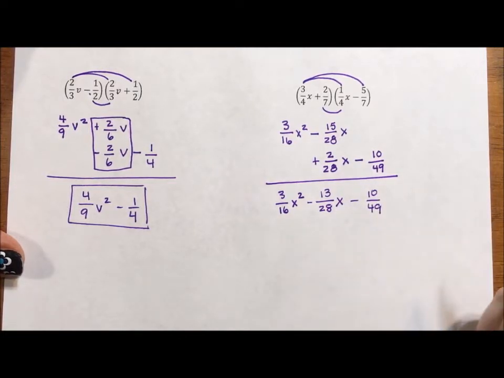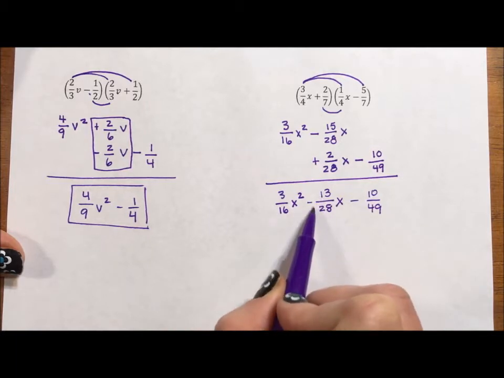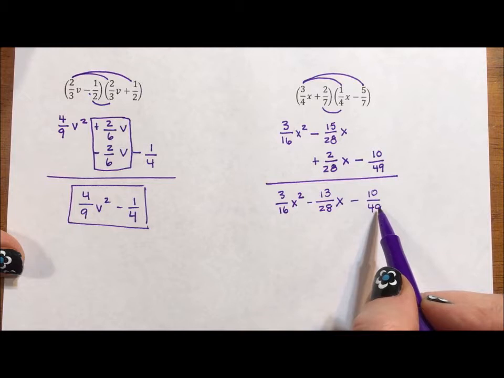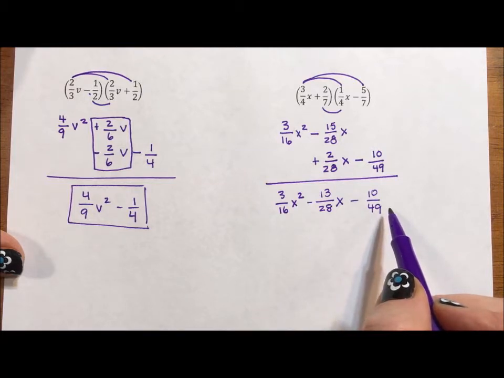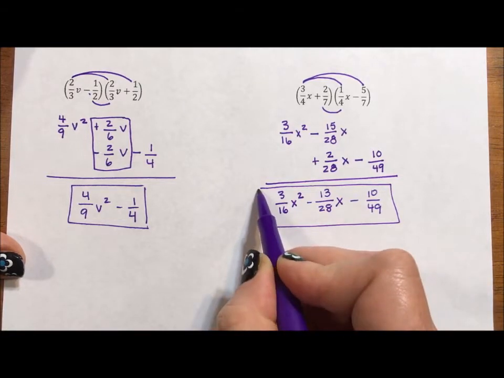No partner, no adding. Now, 3 is prime, 16 is made up of 2's, 13 is prime, doesn't go into 28. 10 is a 2 times 5, 49 is 7 times 7. We are reduced. We are done, and this was not nearly as bad as some of you may have thought it would be.